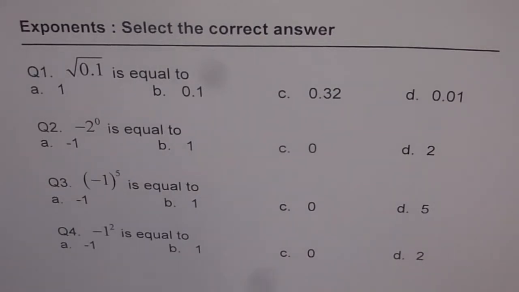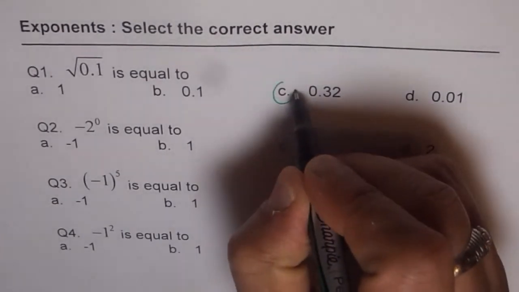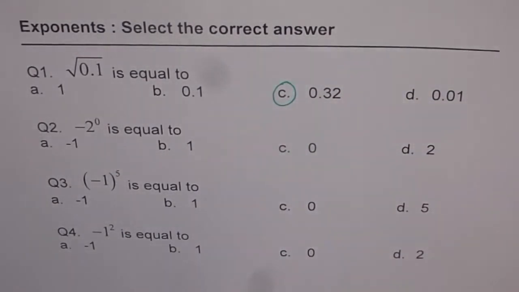Question number 1. Square root of 0.1. How much is that? Well, the right answer is C, 0.32. How is it the right answer? Well, one way is to calculate. Using a calculator, you'll get something like that.